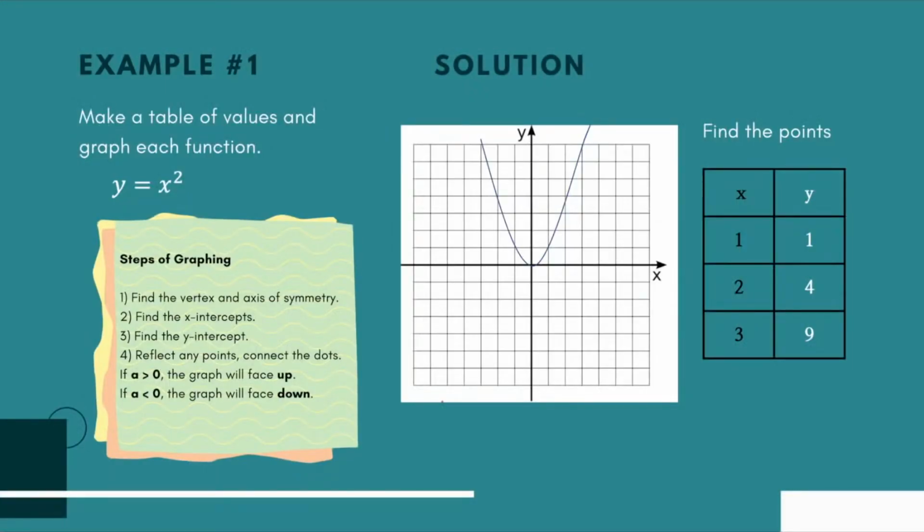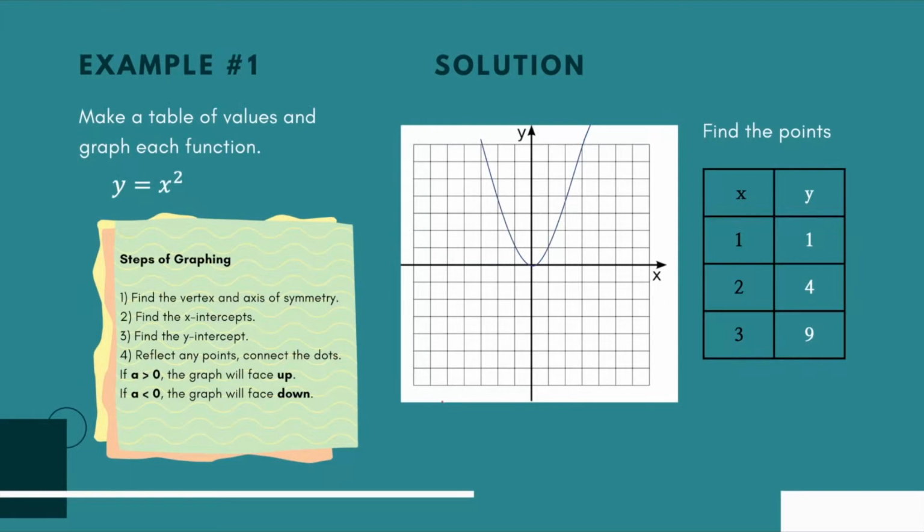Moving on to our first example, let's try graphing the quadratic function y equals x squared and connect those points to draw the graph. First, if x equals 1, y will equal 1 squared equals 1. If x equals 2, y will equal 2 squared, or 4. If x equals 3, y will equal 3 squared, or 9. And we can mark those points on the coordinate plane and connect those points to draw the graph.